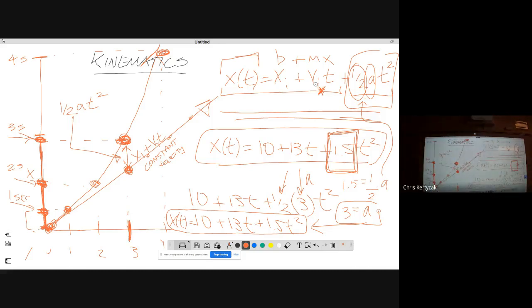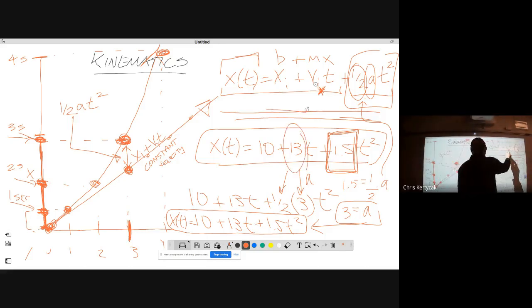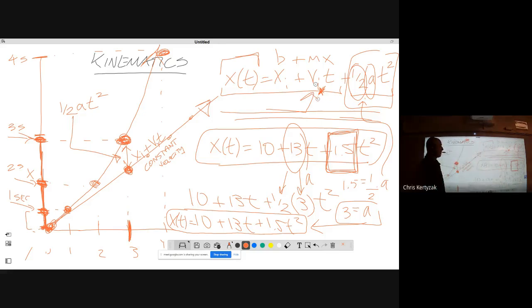It's the most difficult question. Usually, if you're going to ask this one, that's it. It's the most challenging one. It could be, what is the initial velocity of the runner? 13. That's the coefficient of the linear term. What's the initial position of the runner? 10. That's the only constant.